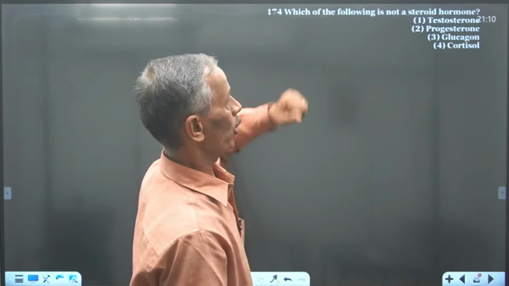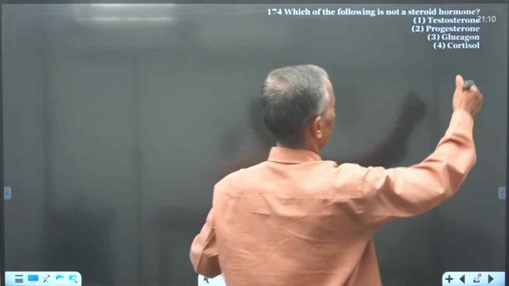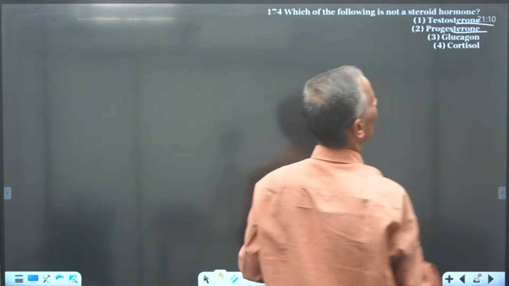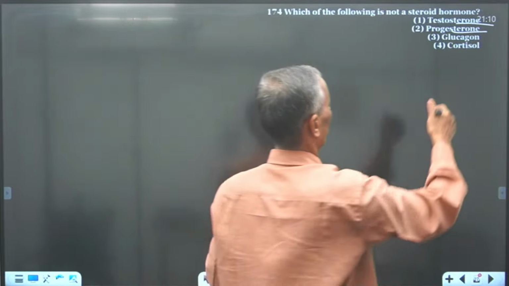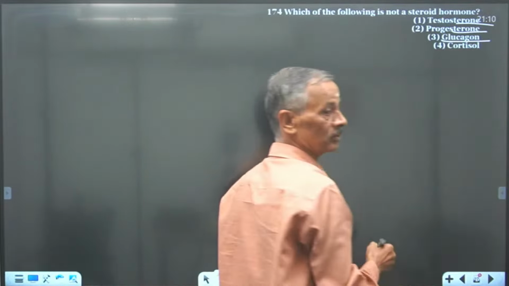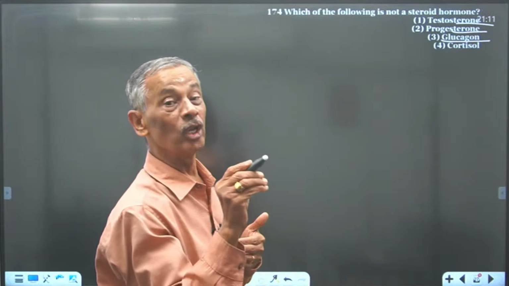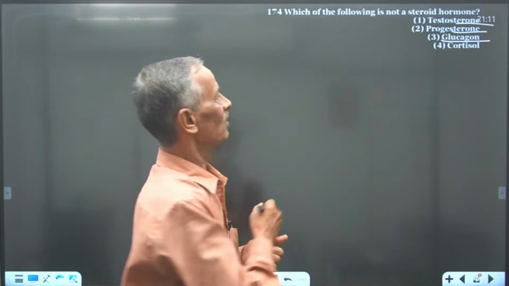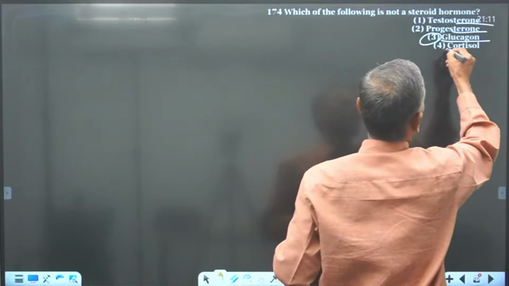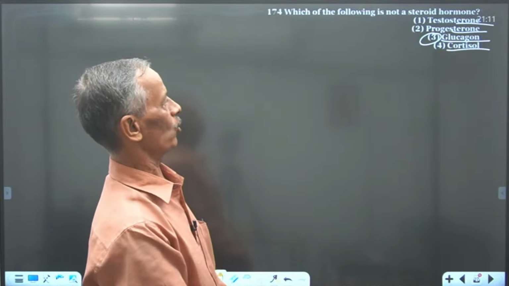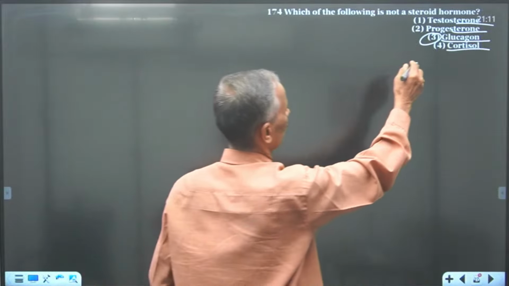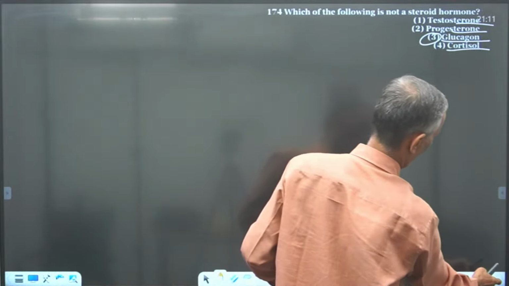Not a steroid hormone: testosterone, progesterone. These are all steroid hormones, whereas insulin and glucagon are polypeptide hormones. So this is the answer. Cortisol, etc. are steroid hormones. So a non-steroid hormone is glucagon.